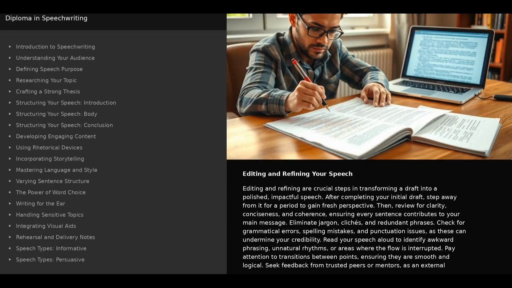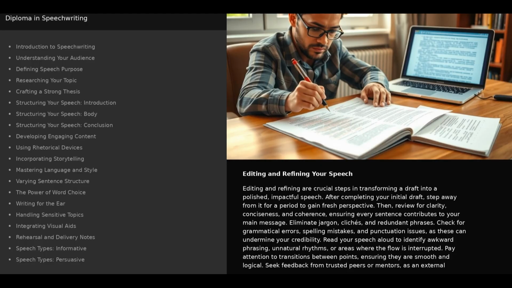Editing and refining your speech. Editing and refining are crucial steps in transforming a draft into a polished, impactful speech. After completing your initial draft, step away from it for a period to gain fresh perspective. Then, review for clarity, conciseness, and coherence, ensuring every sentence contributes to your main message.